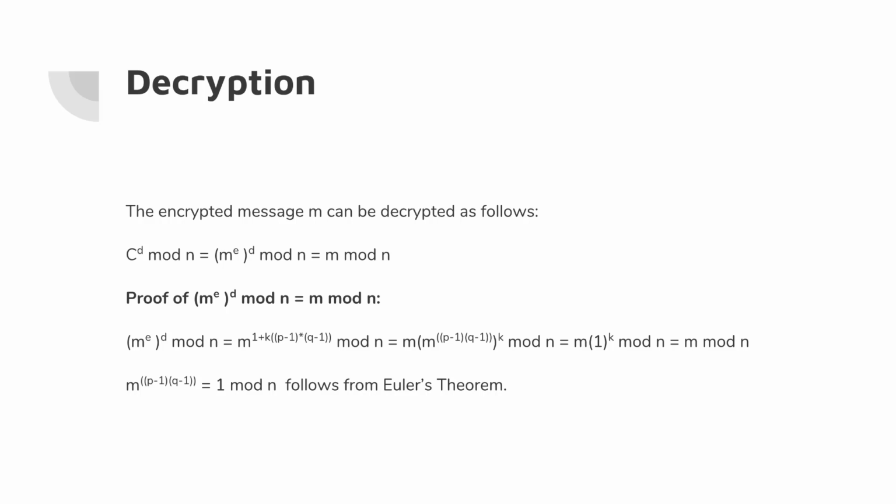So the proof is also mentioned in this slide. In this proof, we apply Euler's theorem. Okay? And hence, you can directly see that M to the power E times D mod N actually boils down to M. Okay? So this is how the RSA algorithm works. RSA is a very popular public key cryptography system. There are other systems as well, but this is the most widely used as of now.